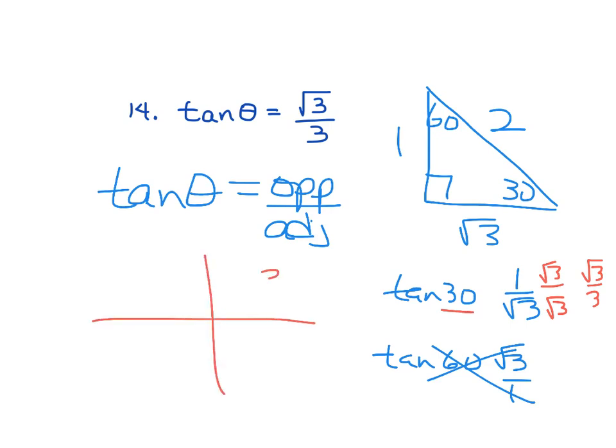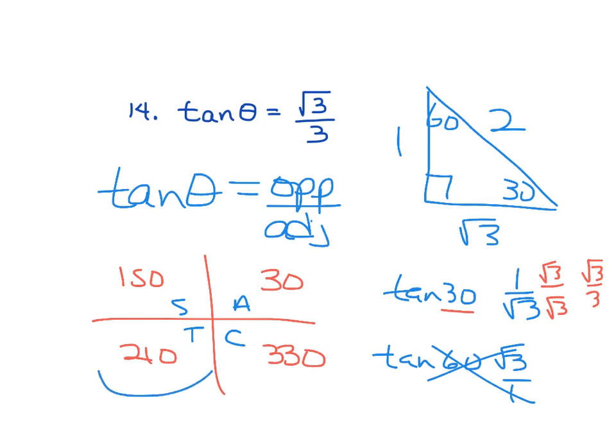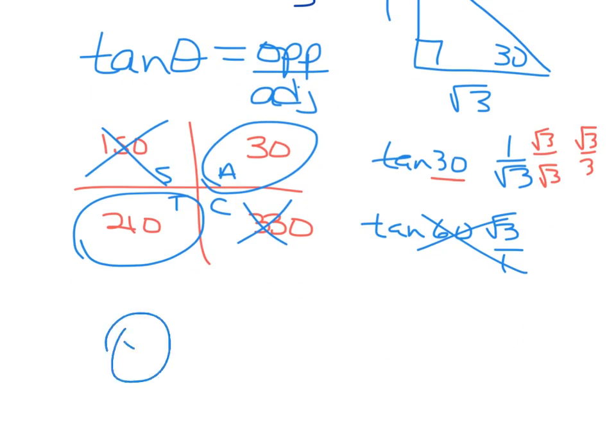So again, 30 goes here, 180 minus 30, 180 plus 30, 360 minus 30. All Students Take Calculus. I need to figure out where tangent is positive. It's positive here, and it's positive here. These are out. My answer, theta, is 30 and 210.